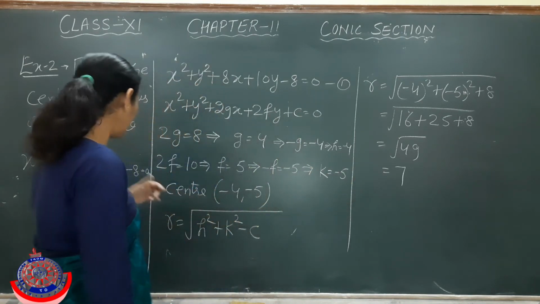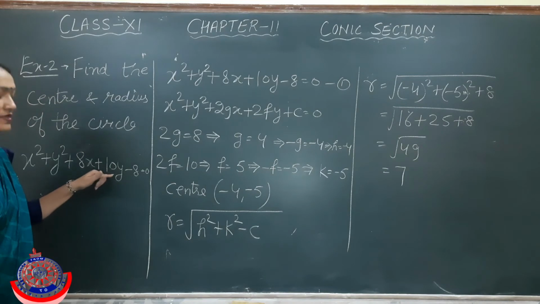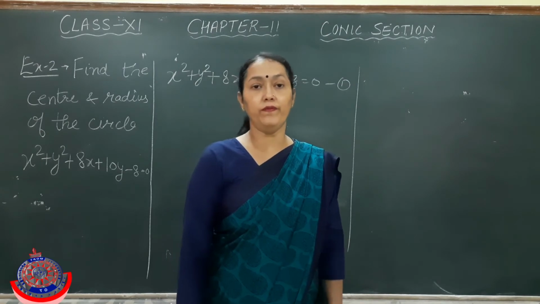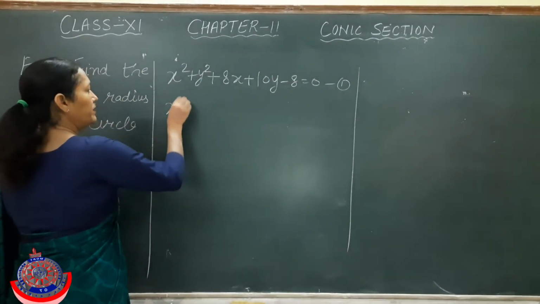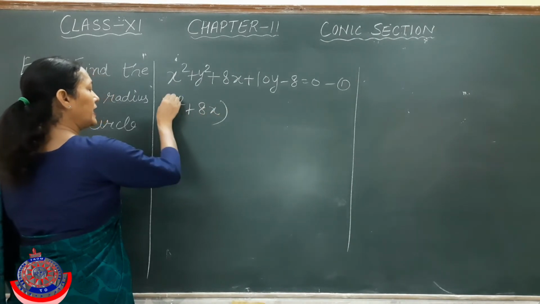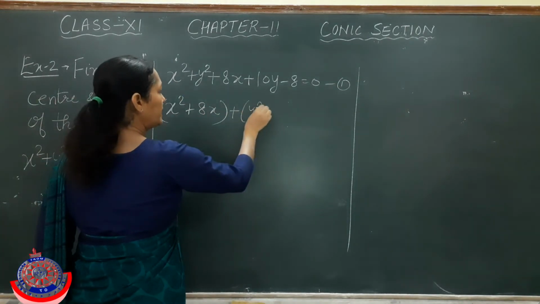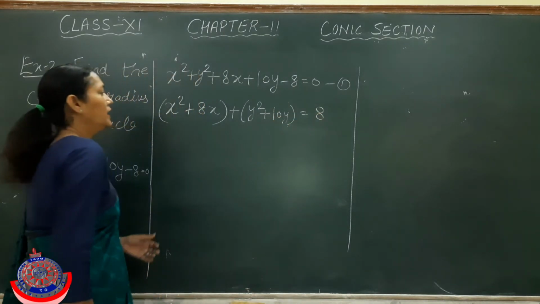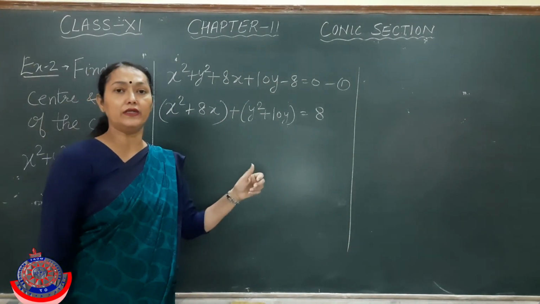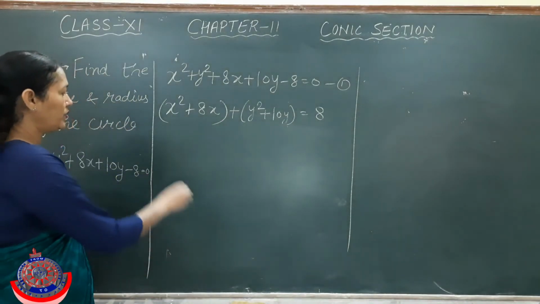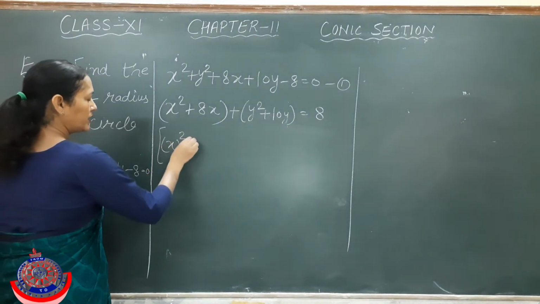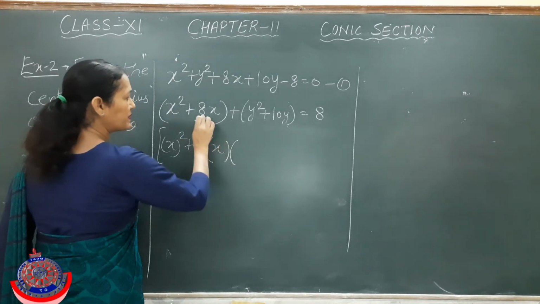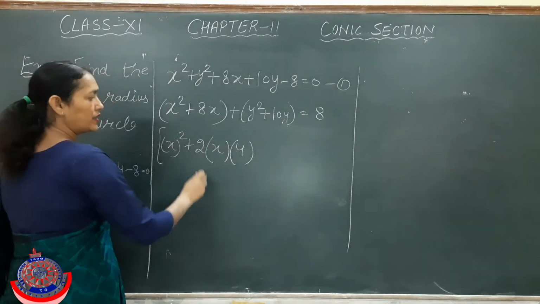Second method, we can try converting this general equation to standard form of the equation. For conversion of general equation to standard form, we'll have to make pairs, like x terms in one bracket and y terms in another bracket, and this constant number will be shifted there. Now if we use the completing the square method and complete this square, what is this? x whole square, 2 into a into b. What is b? b will be 4, 2 4s are 8.